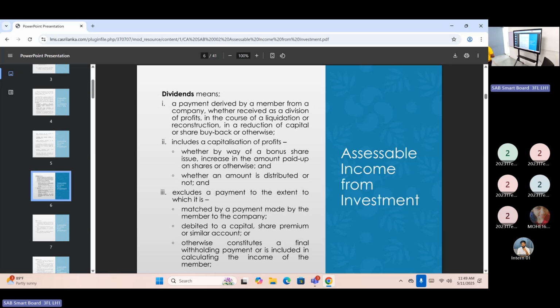If anybody has invested in a stock market, invested in a foreign company, what happens?